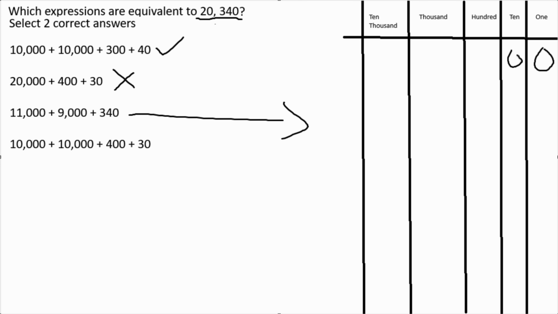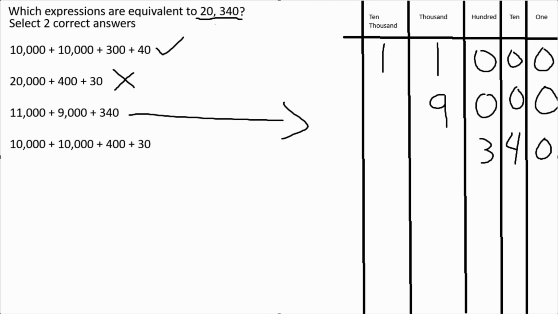All right, let's put our next answer choice in the place value chart. First, we have 11,000. So we're going to put zeros in the ones, tens, and hundreds place, a 1 in the thousands place, and a 1 in the 10,000s place. We're going to put a 0, another 0, and another 0 in the ones, tens, and hundreds, and a 9 in the thousands place. Lastly, we're going to add 340 to that.